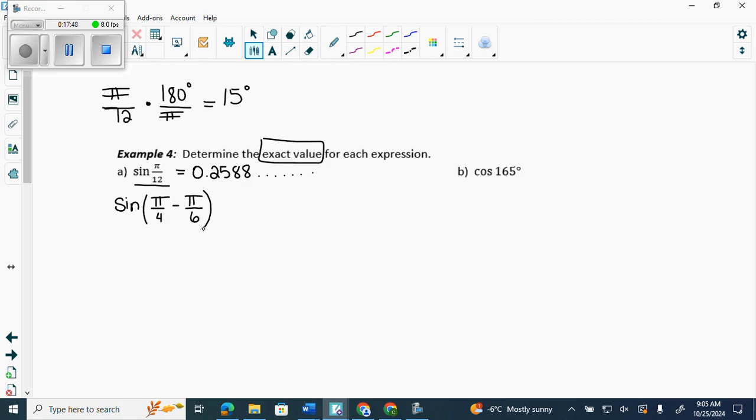Yep. Could I have gone, I need 15, could I have gone 150 minus 135? Those are my unit circle angles. That would give me 15. I can pick any of them, right?